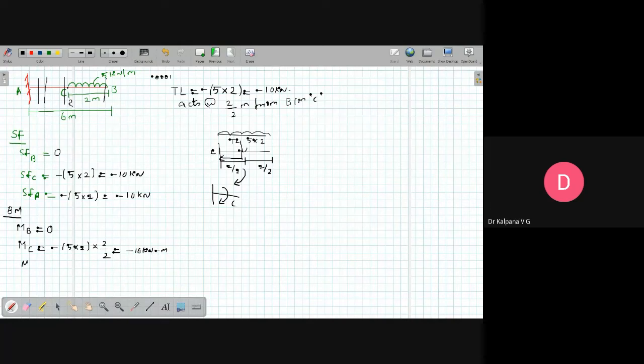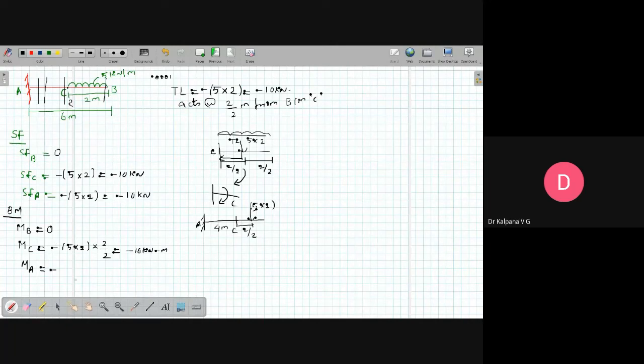Now moment at A. Yes, moment at A means, my fixed end is here, and this is the point C. Total load is 5 × 2, and here the distance is 2/2. The remaining distance, out of 6 meter here, 2 meter, means 4 meter, is the distance between A and C. So what is the moment at A?